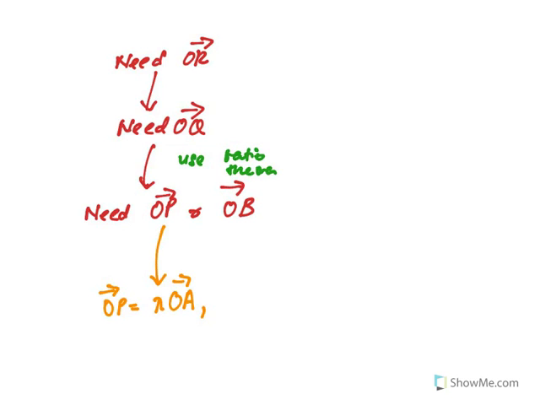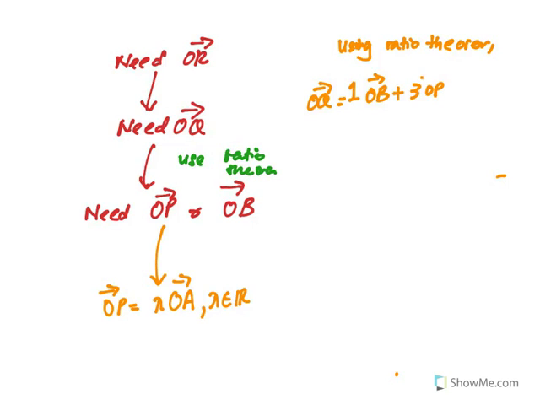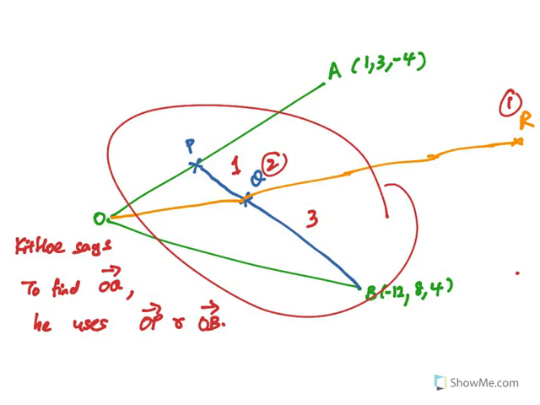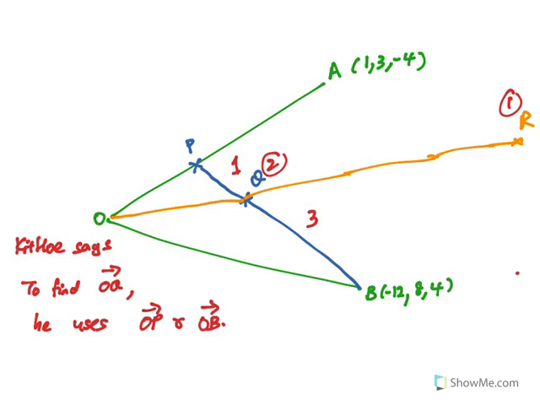So very quickly, using the ratio theorem, OQ is 1 of OB plus 3 times of OP, divided by 4, based on this diagram. Can you see based on this diagram? Anyone cannot visualize?